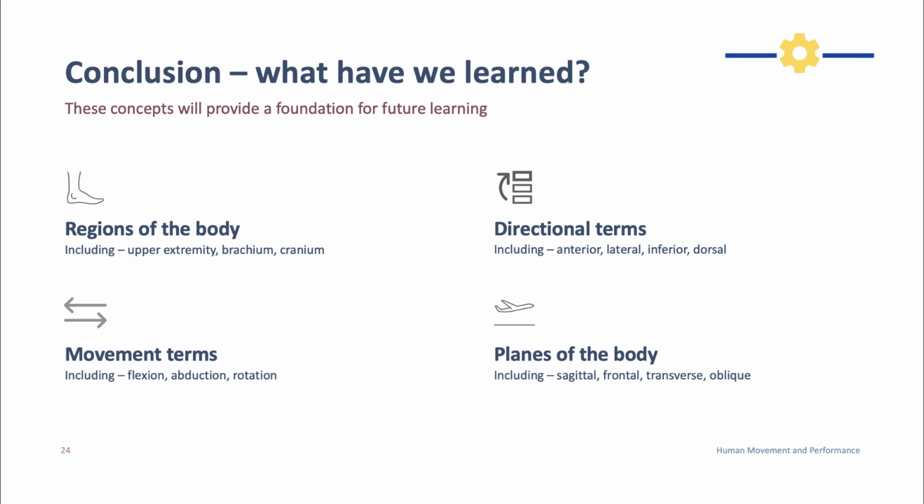We've learned movement terms, including flexion, abduction, rotation, and how those terms often indicate what plane of the body the motion is occurring within. And then finally, we've learned some of the different planes of the human body, the 3 cardinal planes, and then the catch-all oblique plane that's any combination of those 3.